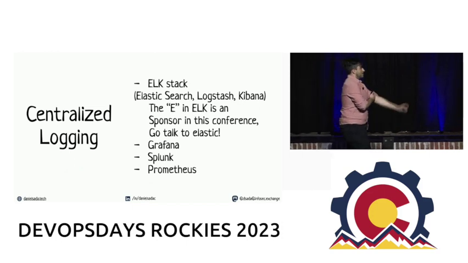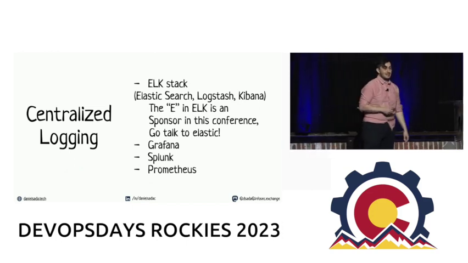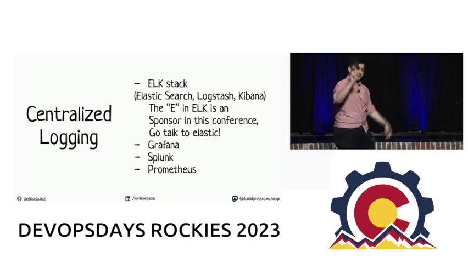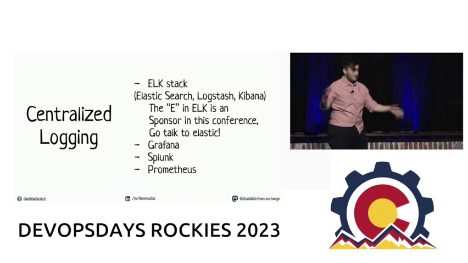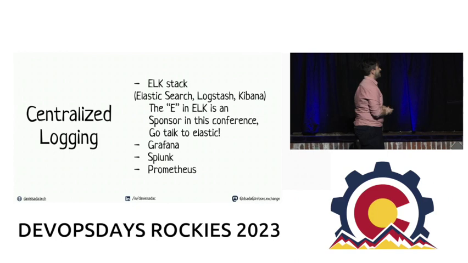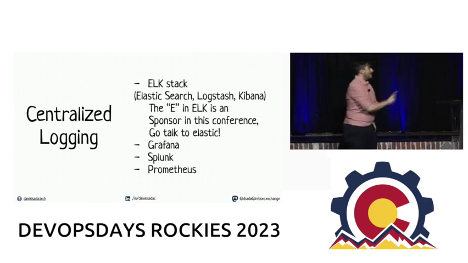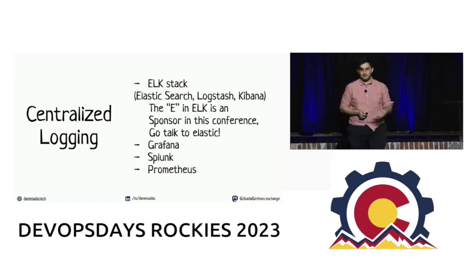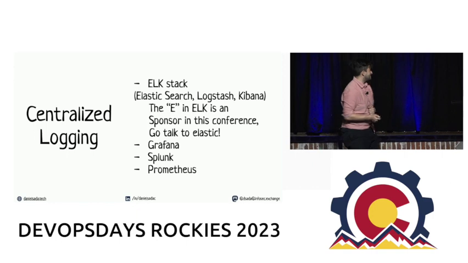OK, if you want to try this, we can talk about the ELK stack. And the coolest thing about this is the E in ELK stack are actually back there. They have a sponsors booth. So go talk to them if you want to start getting into centralized logging, which is Elasticsearch, Logstash, and Kibana. Elastic Cloud is actually there, so go talk to them. You can also try Grafana, Spark, or Prometheus. But it's really cool that they're close to us, right?